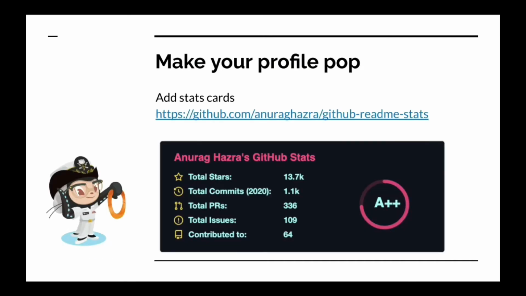And one cool thing that you can add to that profile is stats cards, like this one. You can go to this link and get your own stats cards. It's fine if some of these are 0 to start out with. It gives you goals to put more stuff on. And it gives you an A or an A+ even if you don't have much. It's very kind that way. But this is a cool little thing to jazz up your profile.